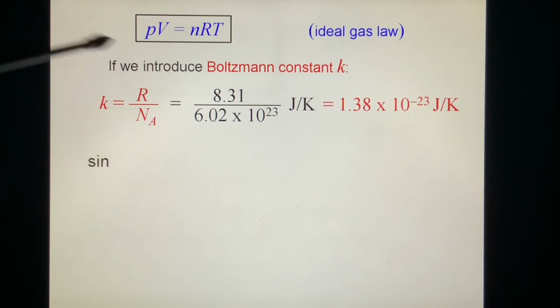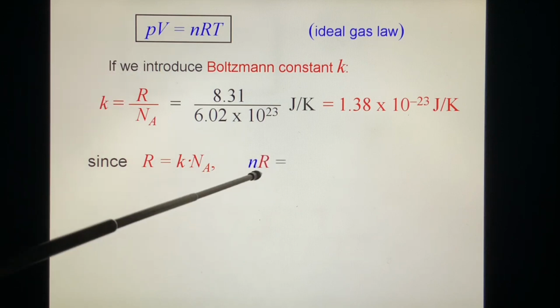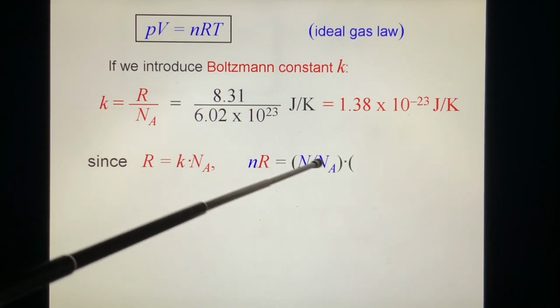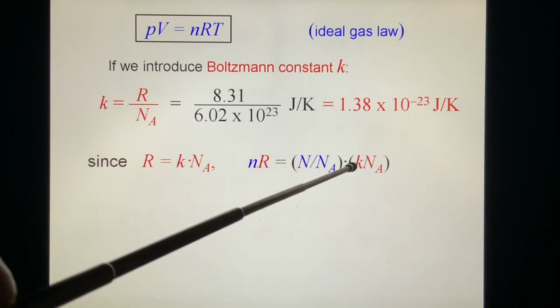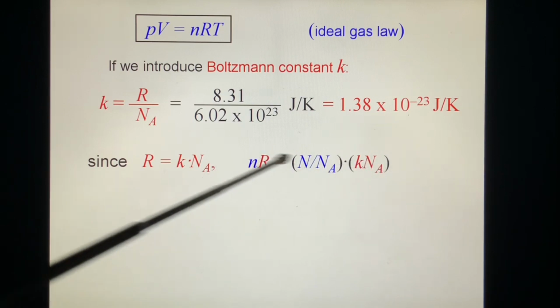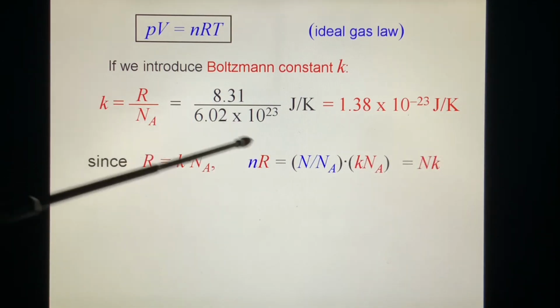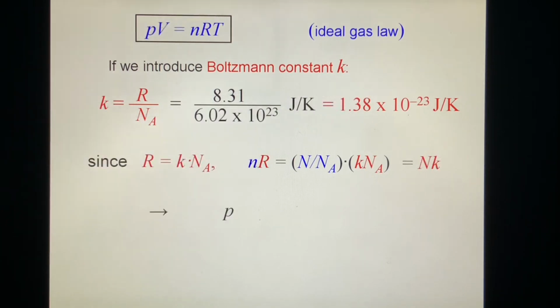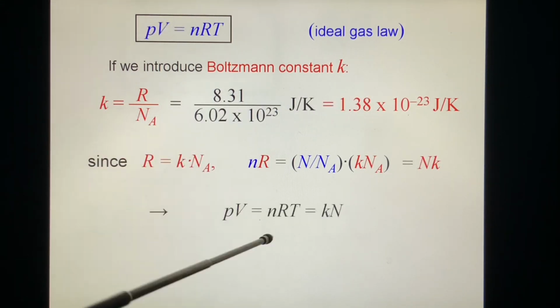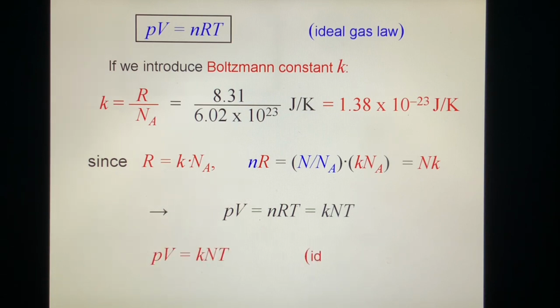Now we look at R. R equals k N_A. So nR, where n is N over Avogadro number, becomes k N, and N_A cancels out, so nR equals Nk. We put this in our equation, so we get PV equal to nRT equal to kNT. In other words, PV equals NkT.